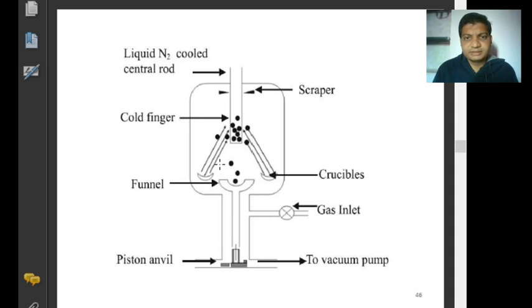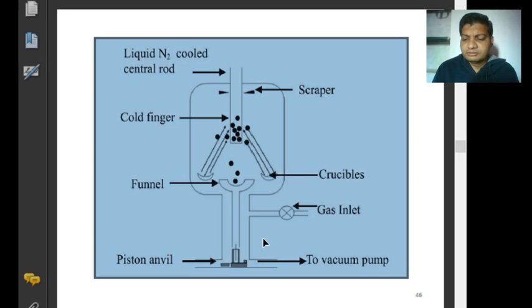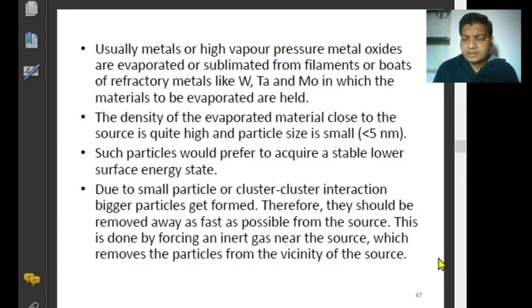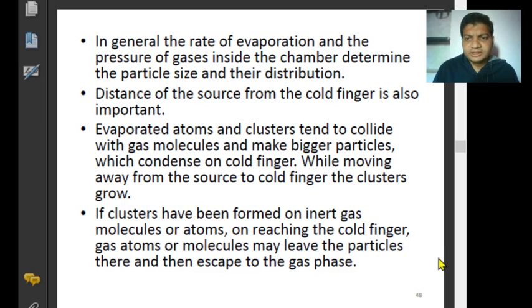Due to the stabilization, they get combined together with this inert gas, so they can be forcefully brought together and then precipitate down. So in general, the rate of evaporation and the pressure of the gas inside the chamber determine the particle size and their distribution.